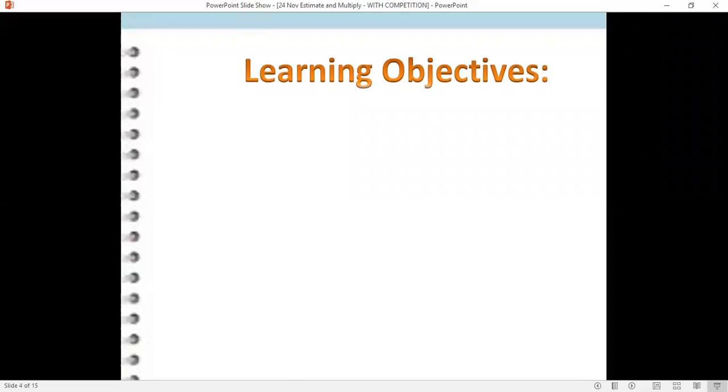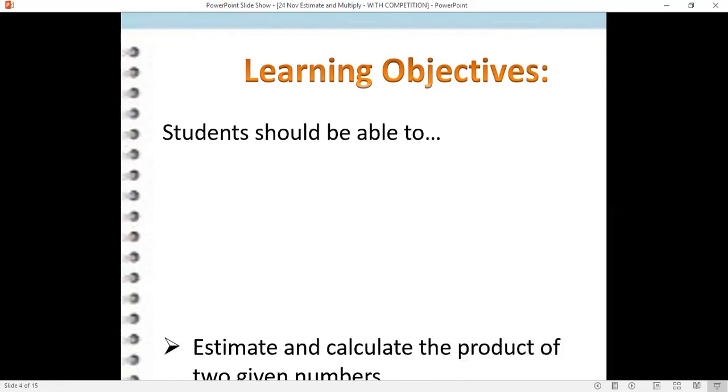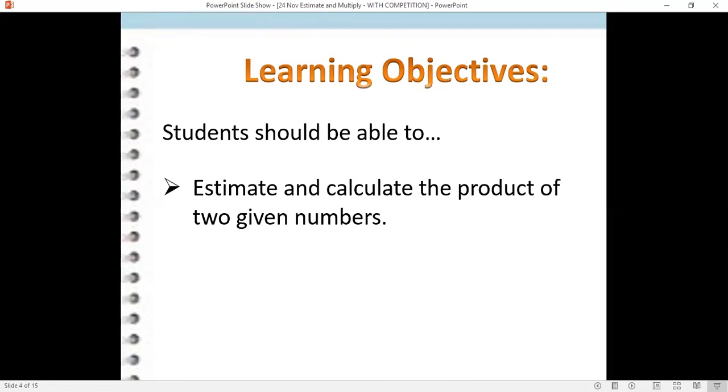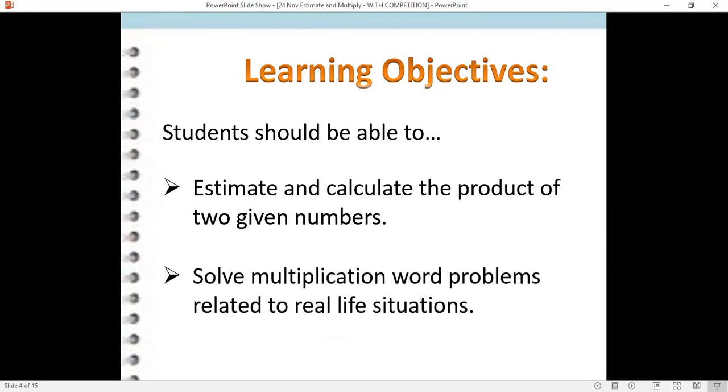Our learning objectives are: you should know how to estimate and calculate the product of two given numbers, as well as how to solve multiplication word problems related to real life situations.